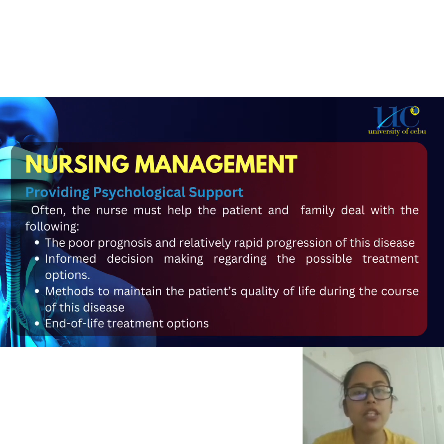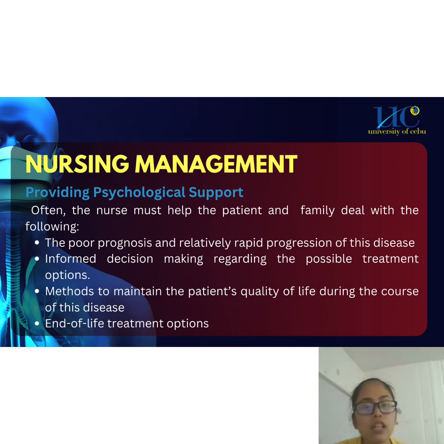Also, for the nursing management, we have here providing psychological support. Often, the nurse must help the patient and the family to deal with the following: the poor prognosis and relatively rapid progression of this disease, also informing decision making regarding the possible treatment options. Next is methods to maintain the patient's quality of life during the course of this disease. Also, end of life treatment options.